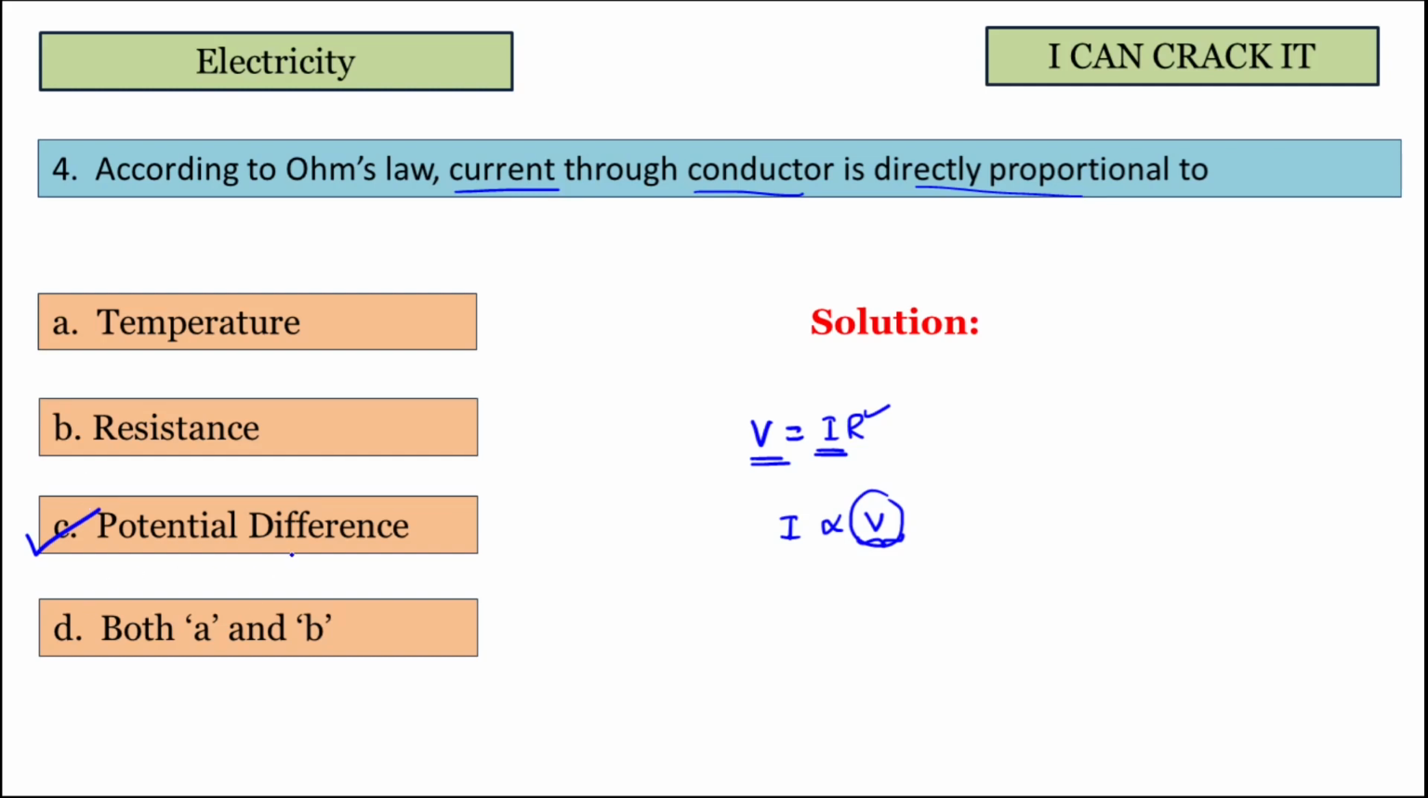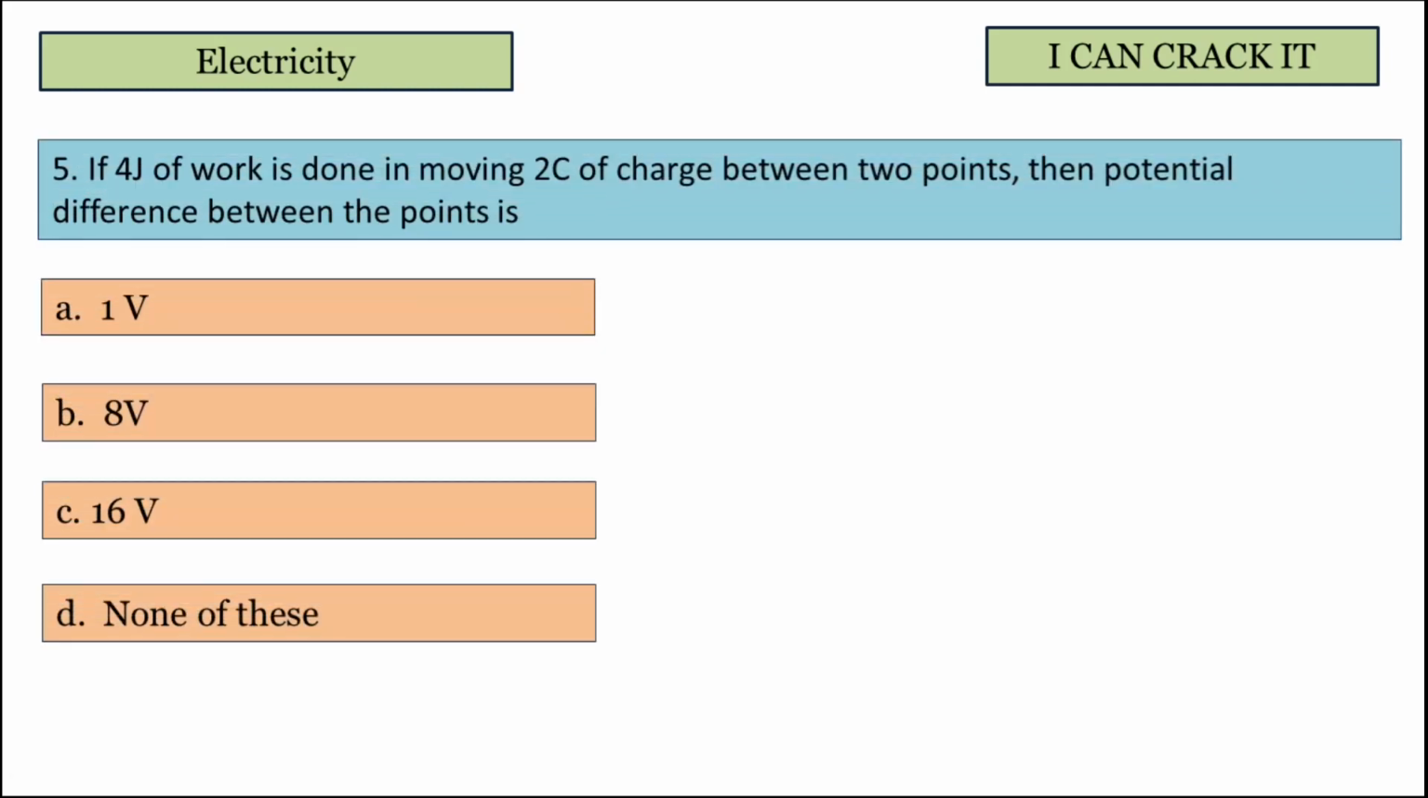Right. Now let's see the fifth question. If 4 joule of work is done in moving 2 coulomb of charge between the 2 points, then what is the potential difference between them? We have seen this formula. V is equal to W by Q. V is potential difference, W is work done, Q is amount of charge. How much work done? 4 joule of work done, divided by how much charge? 2 coulomb of charge. 2 ones are 2, 2 twos are 4. How much do you get? 2 volt.